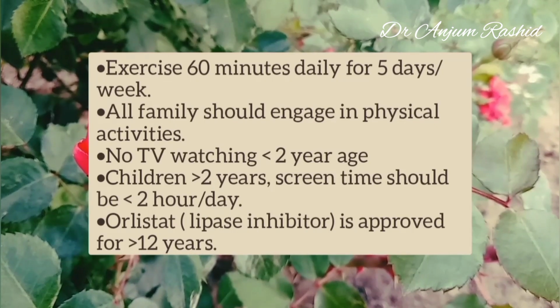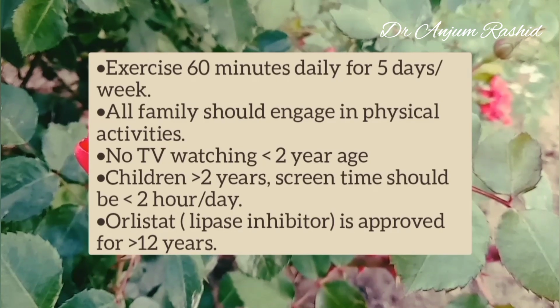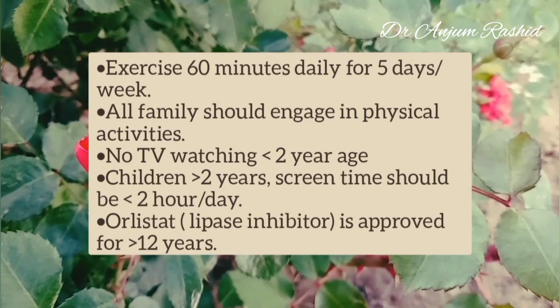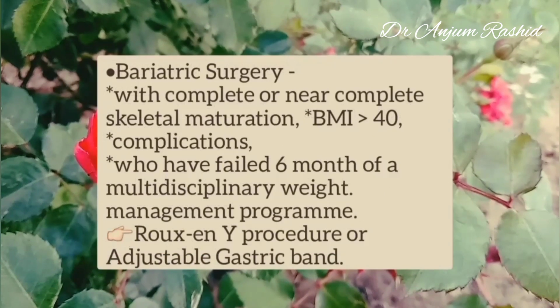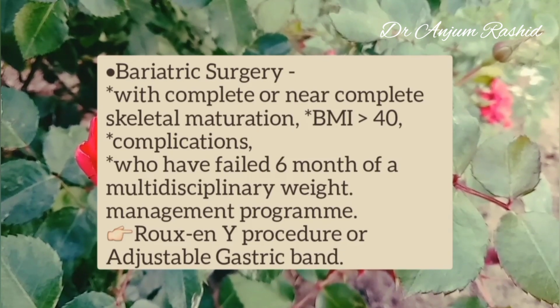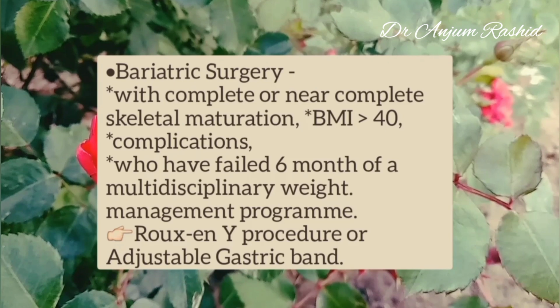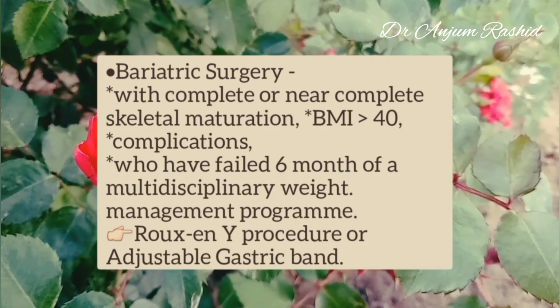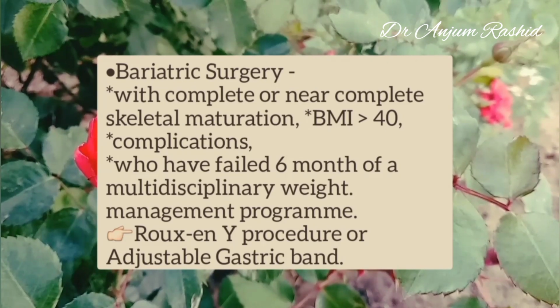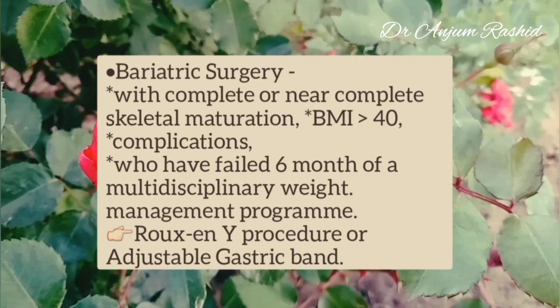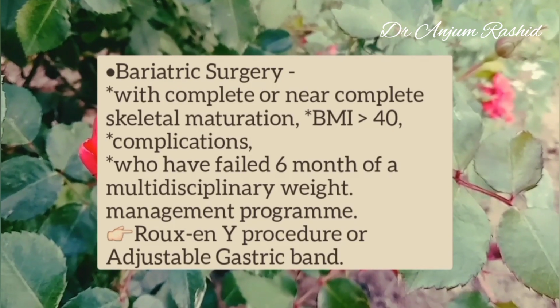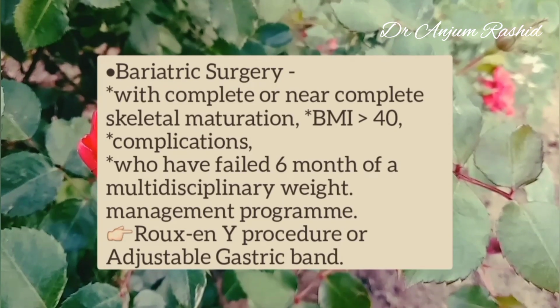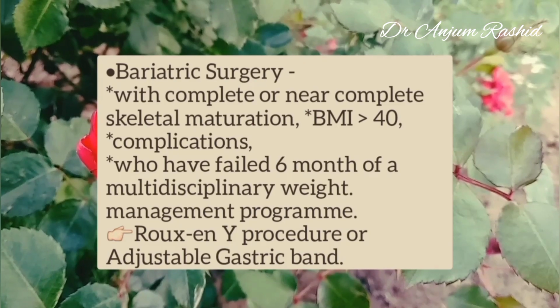Now, only one medicine is approved for children more than 12 years of age, and this is lipase inhibitor or Orlistat. Next is the surgical treatment for obesity. It is the bariatric surgery. It is only recommended when there is complete or near complete skeletal maturation, BMI is more than 40, obesity is associated with complications, and in children who have failed 6 months of a multidisciplinary weight management program. For this, Roux-en-Y procedure or adjustable gastric band surgery is done.